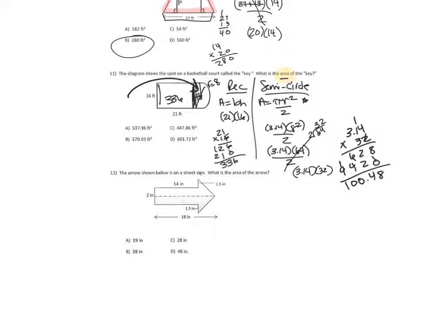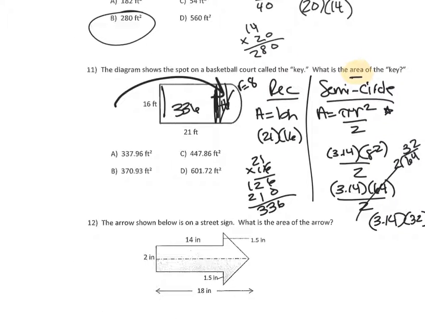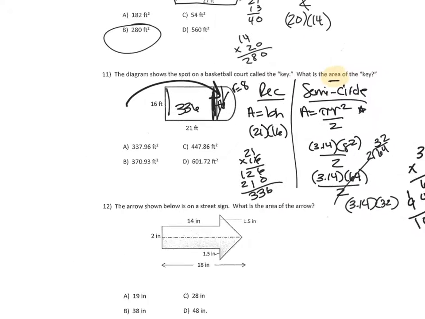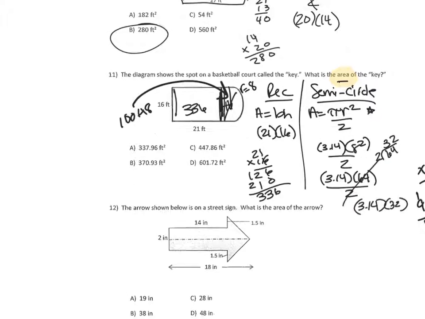So 100.48 for the semicircle, but I forgot to divide by 2. No, I did divide by 2. Just kidding. So sorry. It's been a long day. So 100.48 is my semicircle.